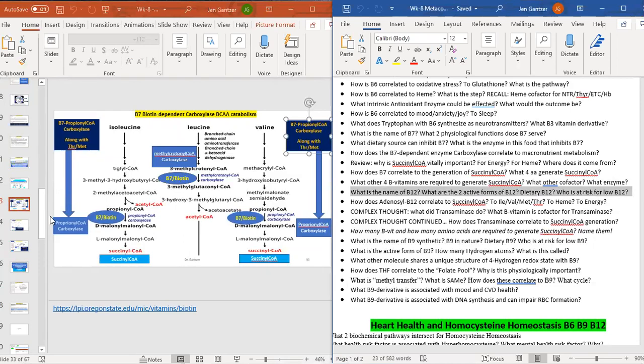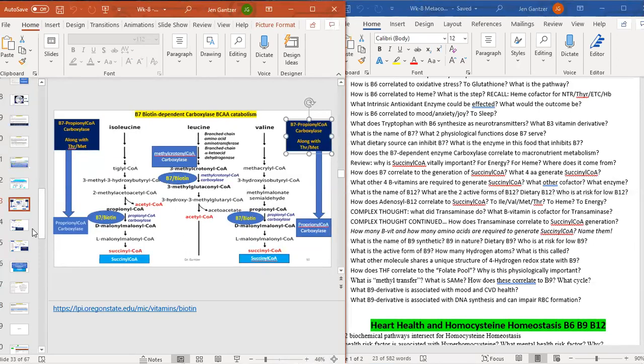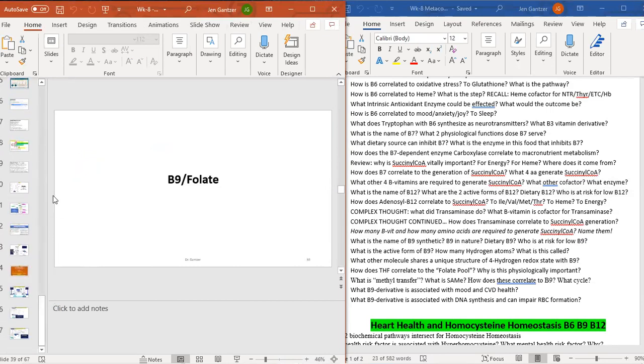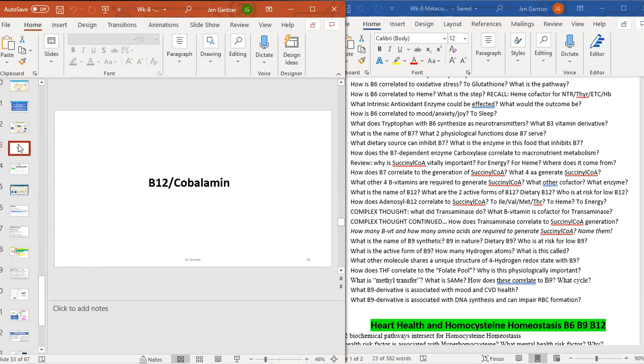So I skipped B9 and we'll come back to it and you'll see why in a minute. There is a method to my madness. Okay. Where is my B12? We're probably going to run over just a few minutes, but it should be close though.